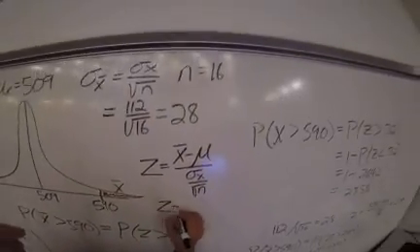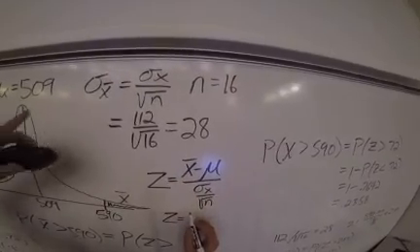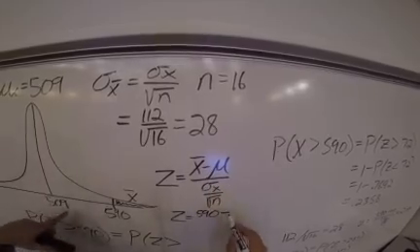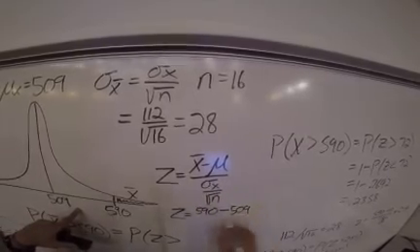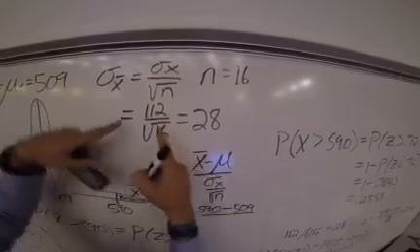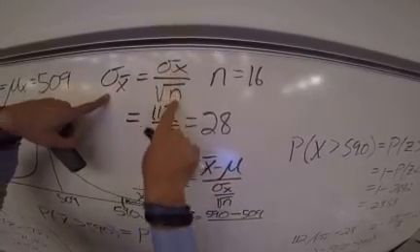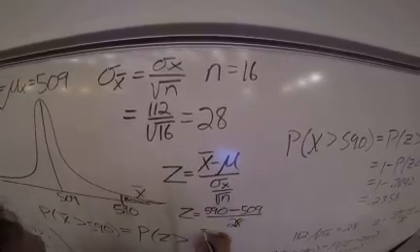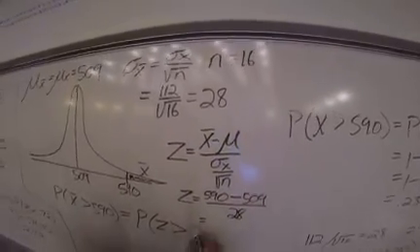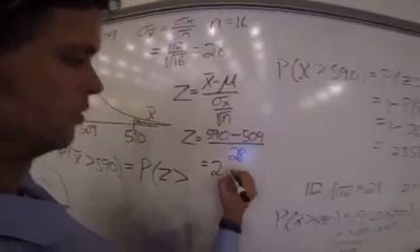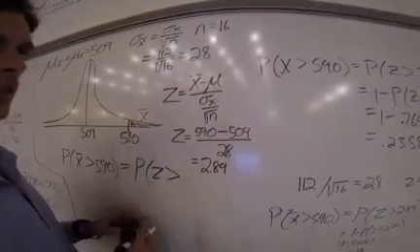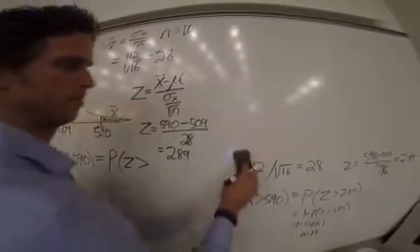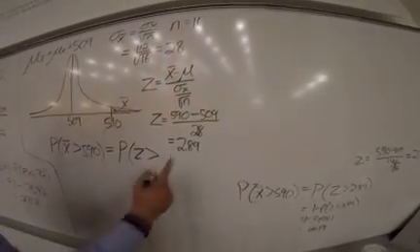So z now equals x bar, which is our 590, minus mu, which is 509, divided by, and we already did it, sigma x bar, which is sigma x divided by square root of n. We did all that, it's equal to 28. And if you do the math on that, that will be equal to a whopping 2.89.